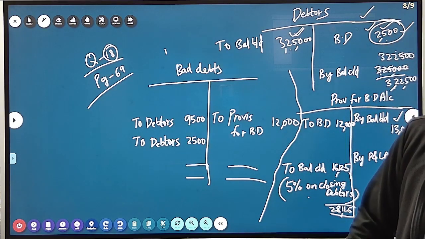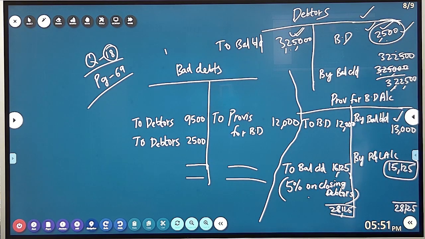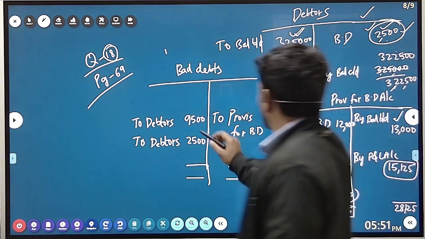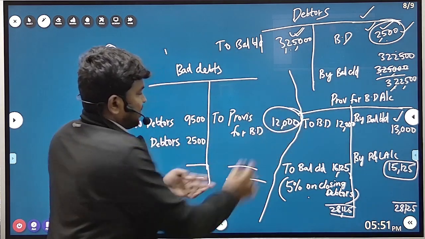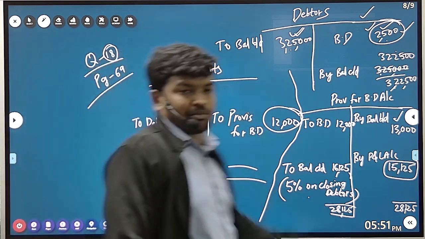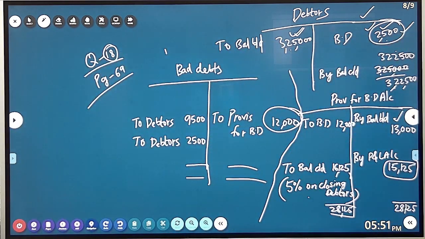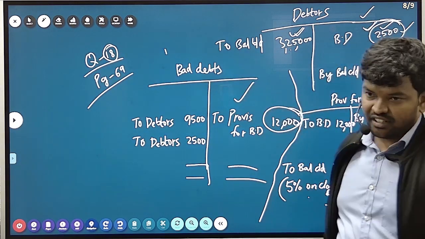Next, provision for bad debts account debit to bad debts account, 12,000. What is the total? 12,000, right? This one. Provision for bad debts account debit to bad debts account. This is the second entry. I'm talking only about the adjustment entries. This is the first adjustment entry, second adjustment entry.